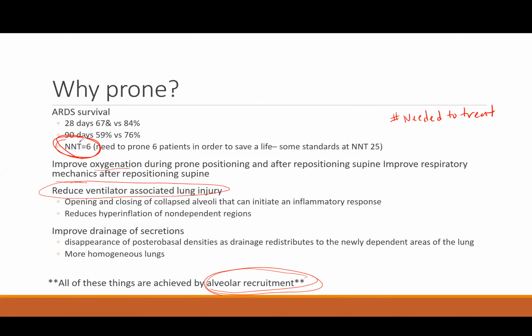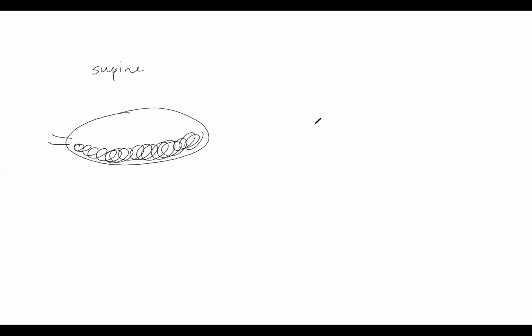Let me just draw a picture here. Okay, so if this is my patient, they are laying supine, and this is their airway. This looks like a potato, but it's supposed to be a lung. And this person has been laying supine, and they have really developed just a lot of posterior basal opacities and just infected gunk and stuff down there.